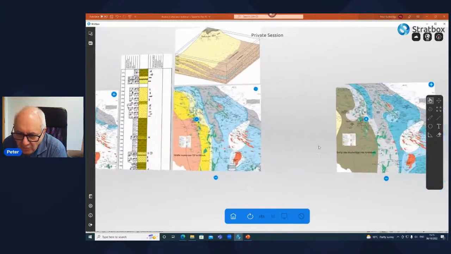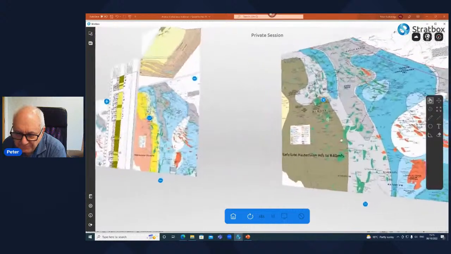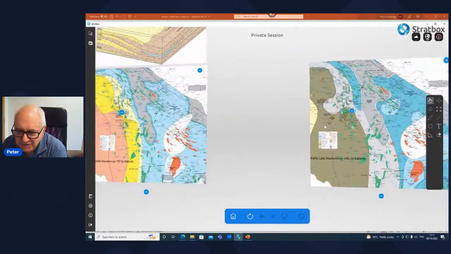Now, moving up through the succession, we go from the transgressive systems tract to the maximum flood. So we have much deeper water established over the area, with distal marine clastics interfingering with deep water carbonates, and further out over the platform into an intrashelf basin where we have deep water carbonates deposited.